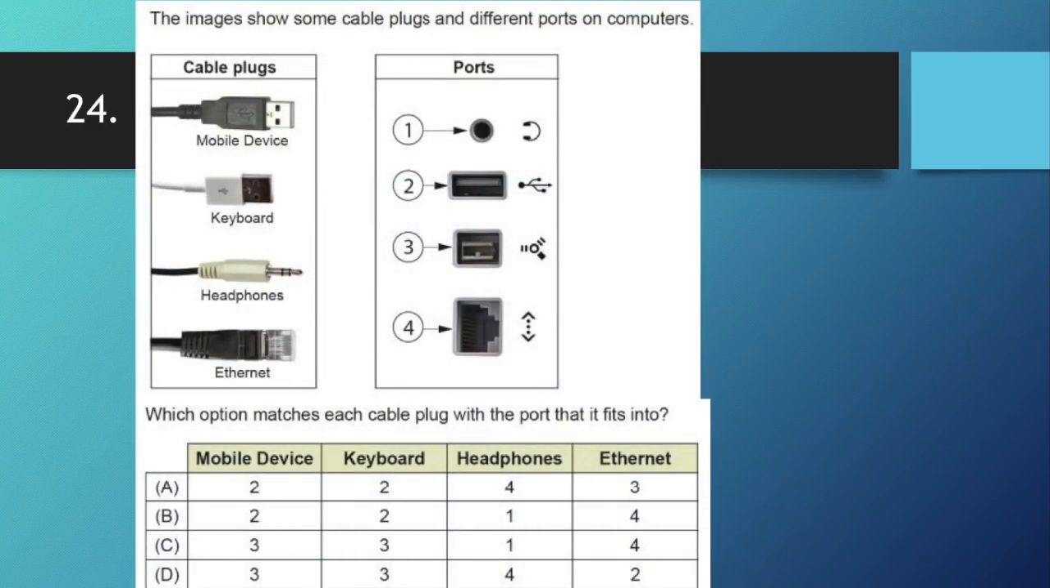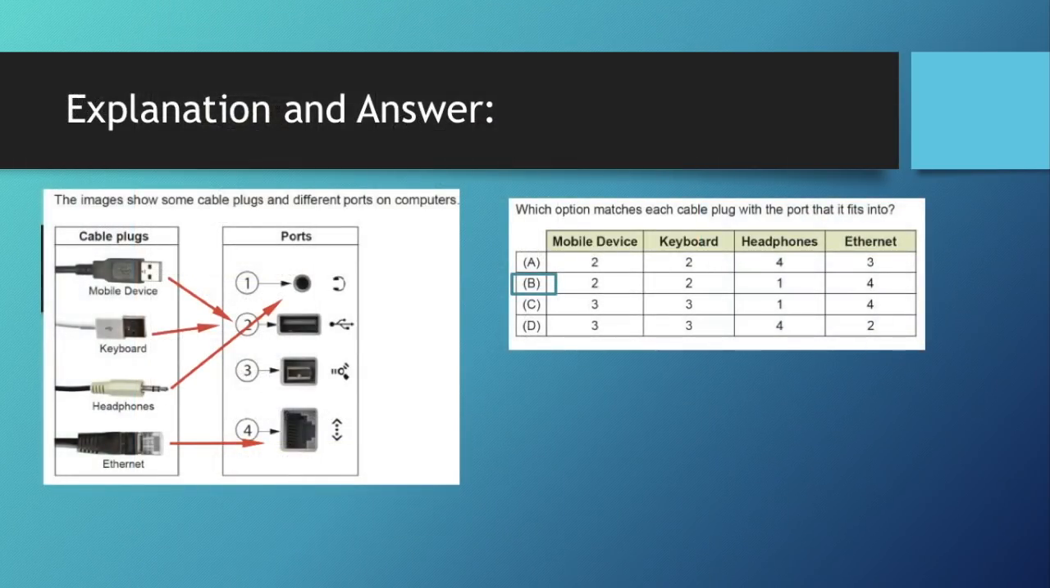This question is about which cable plugs match with the ports. As you can see, the mobile device fits in with port number 2, the keyboard fits with port number 2 also, the headphones fit with port number 1, and the Ethernet fits with port number 4, bringing us to the answer of B.